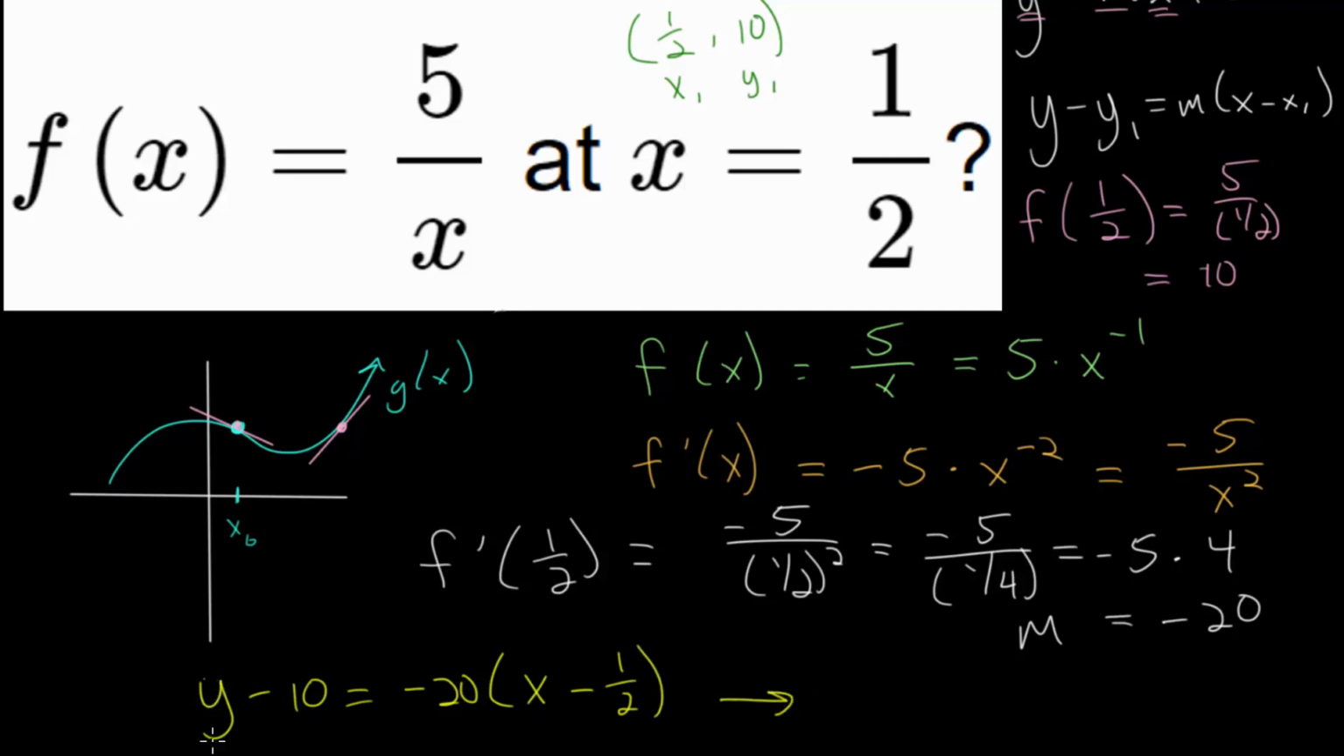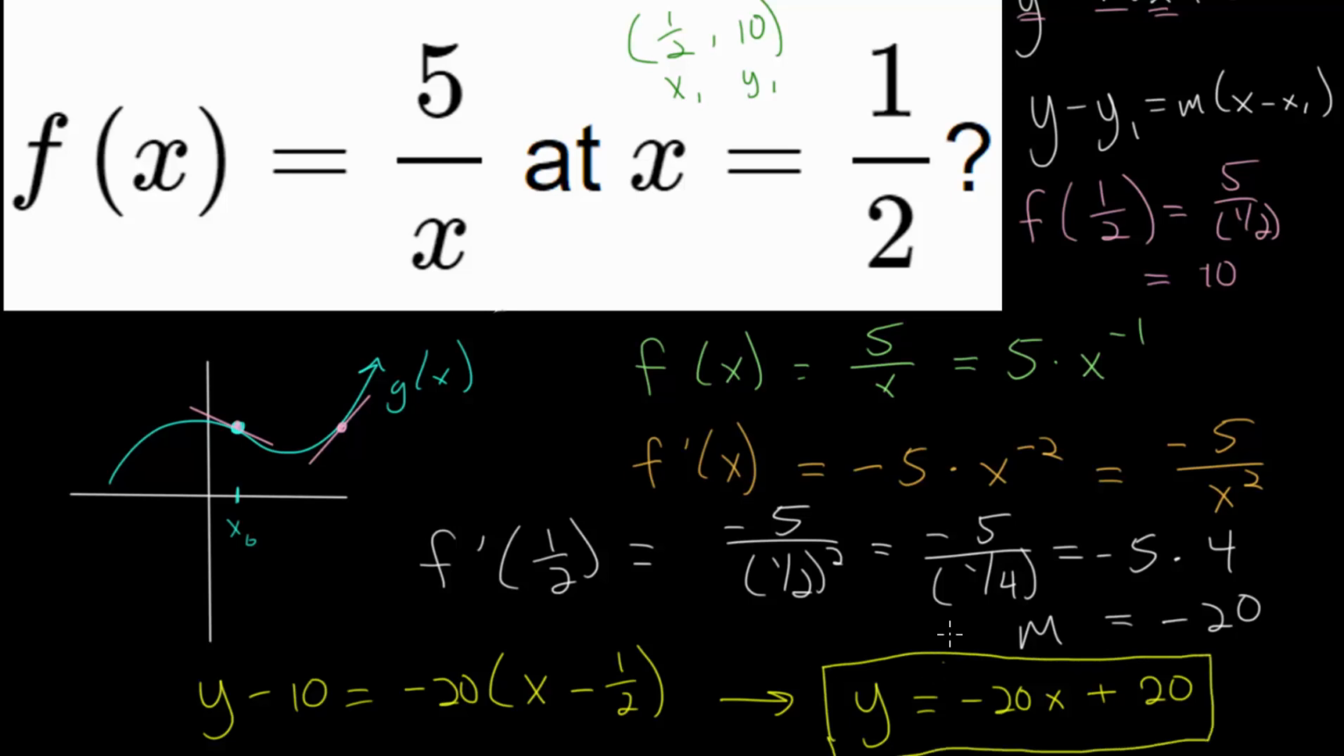So let's simplify this. Let's solve for y. We'll add 10 to the other side and distribute the negative 20. So that we get y is minus 20x. And distributing the negative 20, we would get negative 20 multiplied by minus 1/2. The negatives cancel. 20 over 2 is 10. So we're really just adding 10. And then we have this plus 10 on each side, since we're moving the minus 10 to the right-hand side. So in total, we're adding 10 twice, or we're adding 20. And this right here should be the equation of the line that is tangent to this function at this given x value.